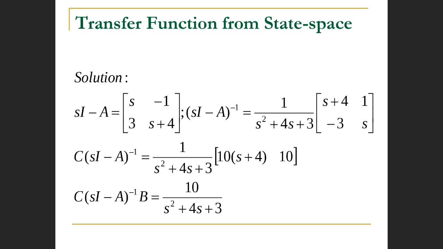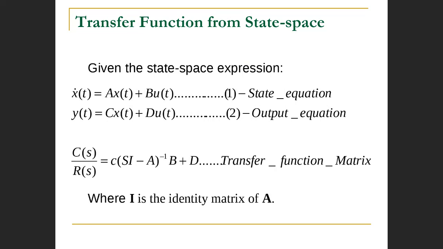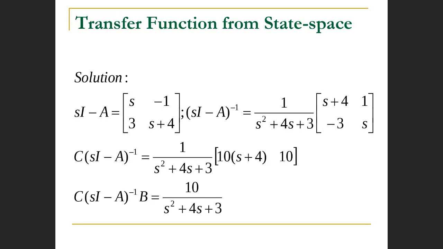So SI minus A now. We have to come back to what A is. So we have S 0, 0 S, minus A. Remember what A was? Let's go back to see what A was. A is 0, 1, minus 3, minus 4.